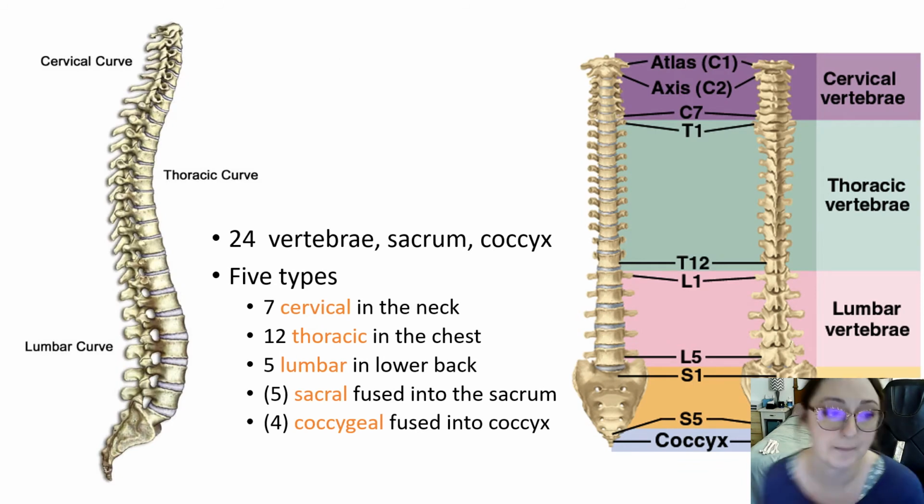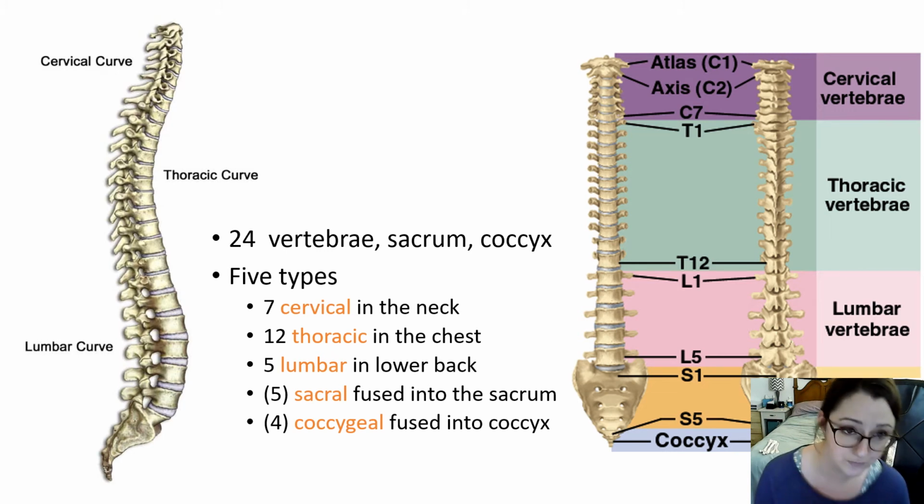Moving on to vertebrae. There are 24 vertebrae, not including the sacrum and the coccyx. So you have 7 cervical vertebrae, 12 thoracic, 5 lumbar, 5 fused to form the sacrum, and 4 coccygeal, which form the coccyx, so your little tailbone. I do want you to know those various curves over there on the left of the screen, so the cervical curve, the thoracic curve, and the lumbar curve.